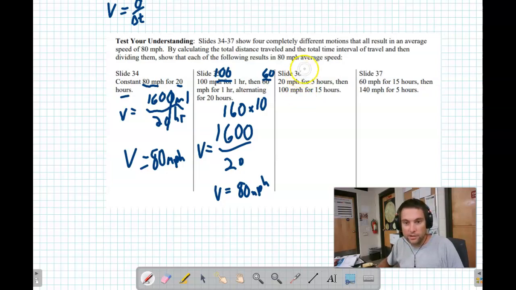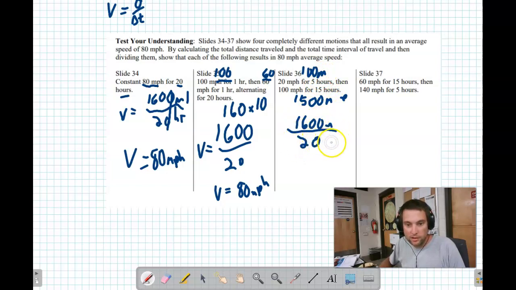20 miles per hour for 5 hours is going to be 20 times 5, 100 miles. And then 100 miles per hour for 15 hours is going to be 1,500 miles. Okay, so 1,500 miles plus 100 miles, that's going to give me 1,600 miles, divided by the total time that it took, 20 hours. Let's get used to making sure we're writing in our units there, Mr. Scapetas. 160 divided by 20, there's a 0 trick, 160. So we have V equals 80 miles per hour.